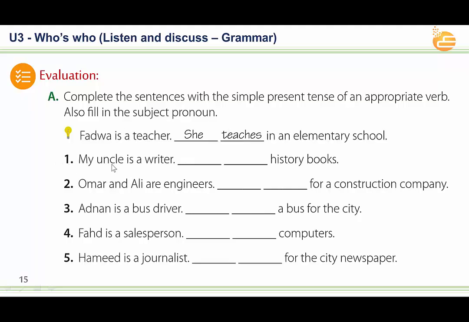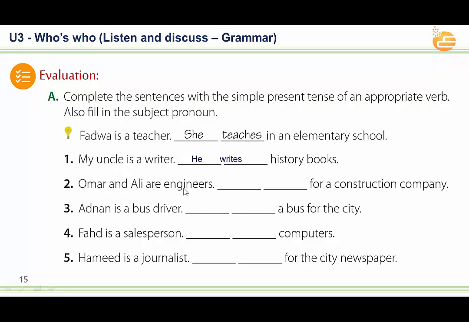Number 1. My uncle is a writer. History books. So we are talking about my uncle. So we have to say he. Very nice. Okay. What is the verb? My uncle is a writer. He writes. Excellent. Very nice.